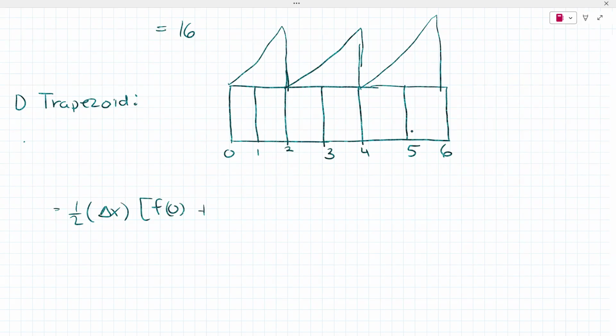plus, so the area of a trapezoid is base. You add up all the bases divided by 2, right? So this is going to be plus 2, and then f of 2 plus f of 4, and then plus f of 6.